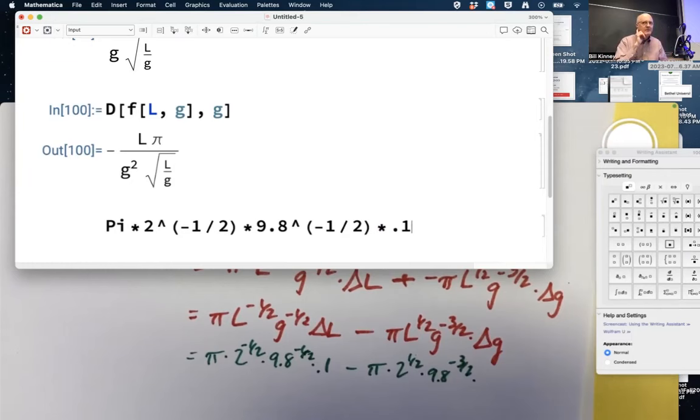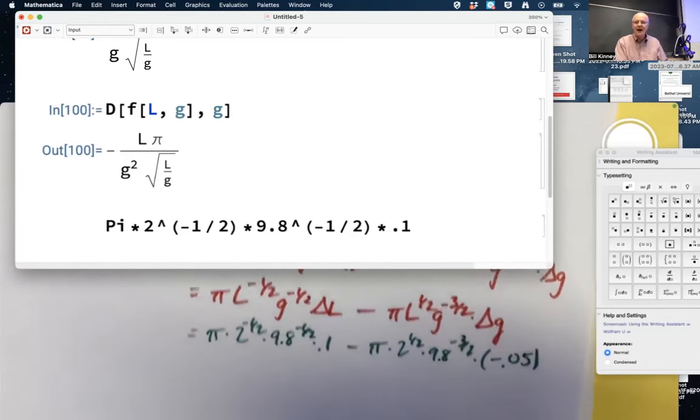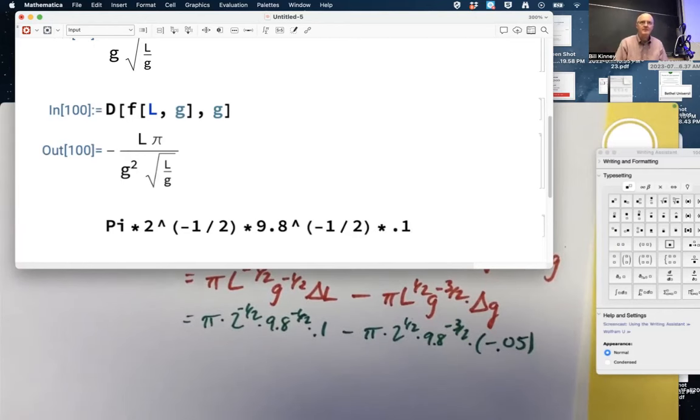Should I go up a mountain? I could make delta G negative. Maybe negative 0.05. How would that happen? I go up a mountain to make the change in the acceleration due to gravity negative.